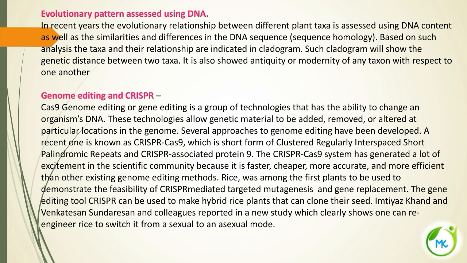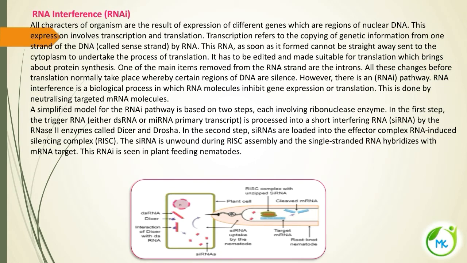The next topic we are going to see is RNA interference, RNAi. All characters of the organisms are the result of the expression of different genes, which are regions of nuclear DNA. That is, the DNA will be converted into mRNA. That process is called transcription, and mRNA will be converted into protein. That process is called translation. In transcription, genetic information is copied from one strand of the DNA, as DNA is double stranded. The one strand of DNA which is copied as mRNA is referred to as the sense strand. This process of DNA to RNA is referred to as transcription.